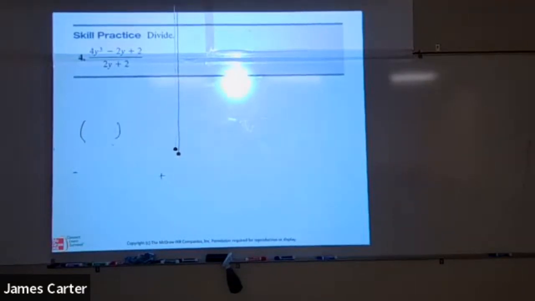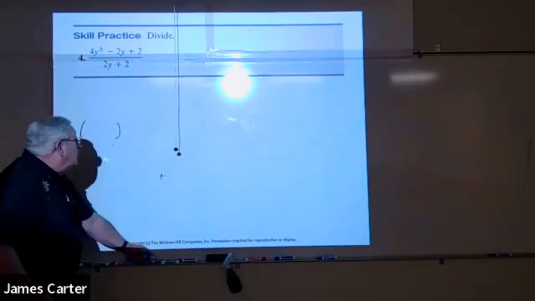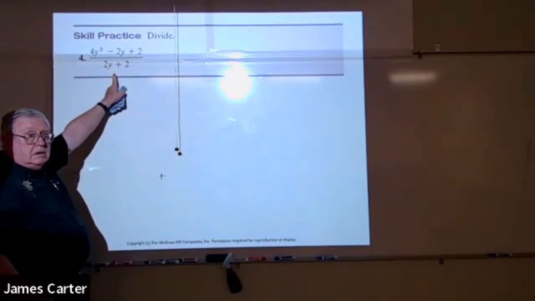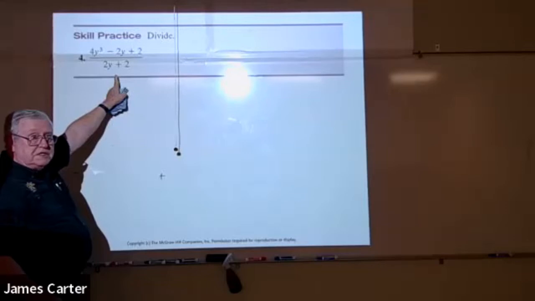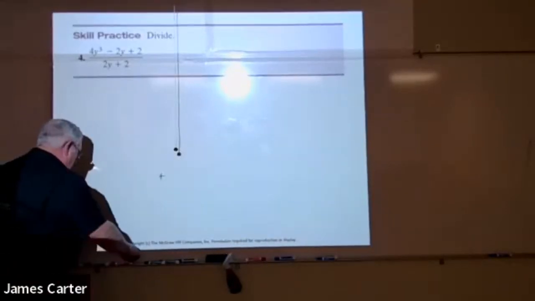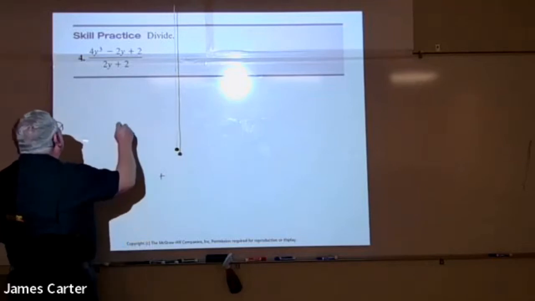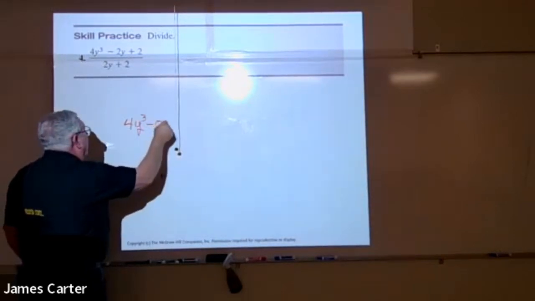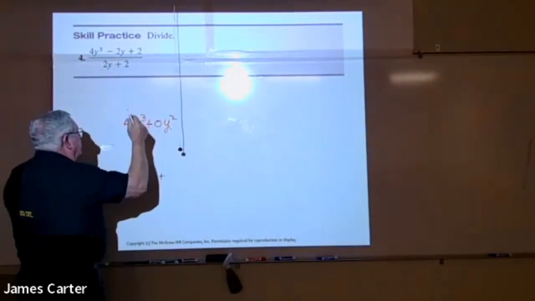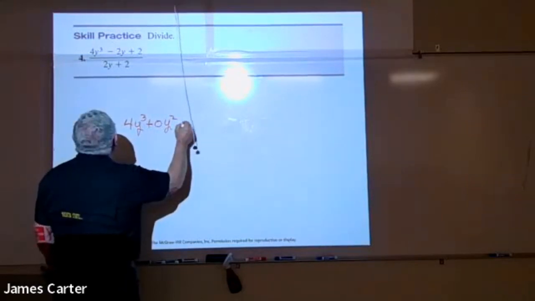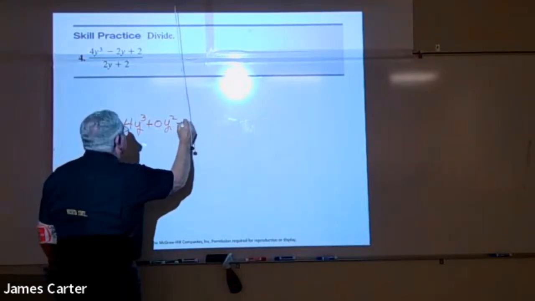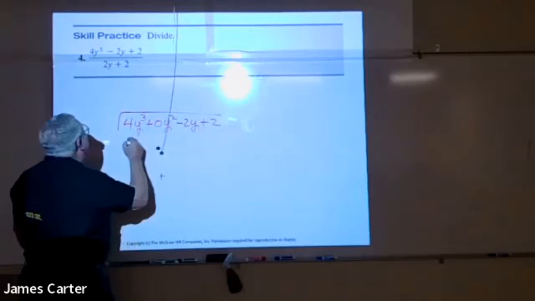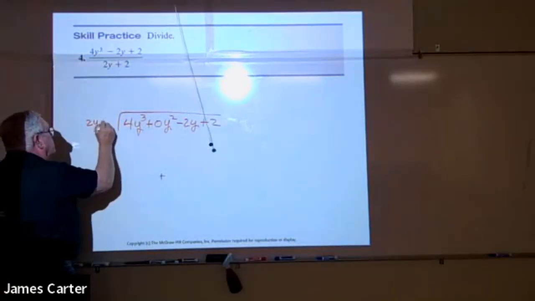Now, let's go to this one. Okay, what are we going to do on this one? What have I got missing? The y squared. The y squared is missing, isn't it? So what you're going to have to do on this one then is change this to 4y cubed minus 0y squared, plus or minus, I mean, doesn't matter, minus 2y plus 2. And then we're going to divide it by 2y plus 2.